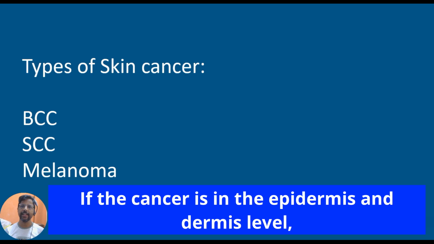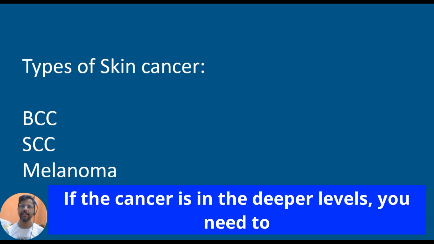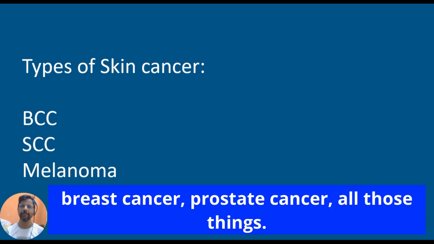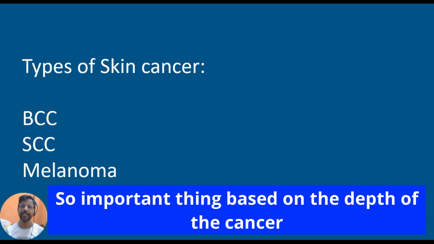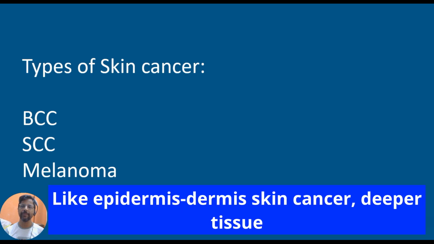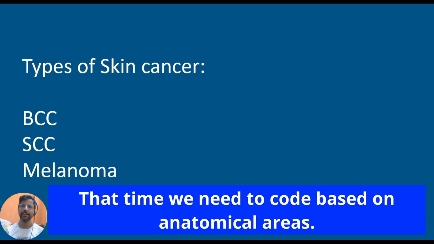If the cancer is at the epidermis and dermis level, you need to code it as skin cancer. If the cancer is in the deeper levels, you need to code it as anatomical area cancer like breast cancer, prostate cancer, all those things. So the important thing is the depth of the cancer involved: skin level like epidermis, dermis, skin cancer; deeper tissue level, we need to code based on anatomical areas.